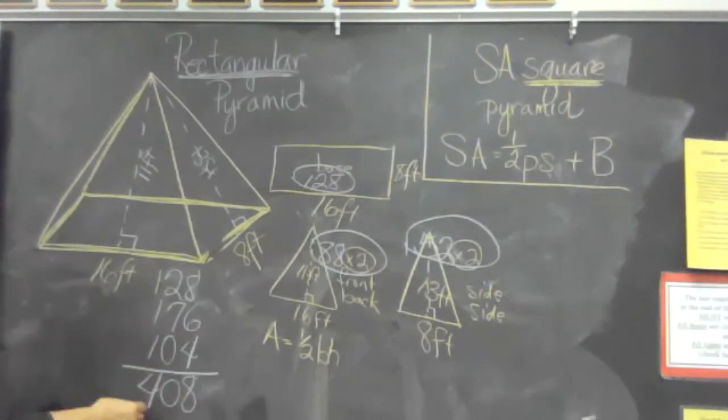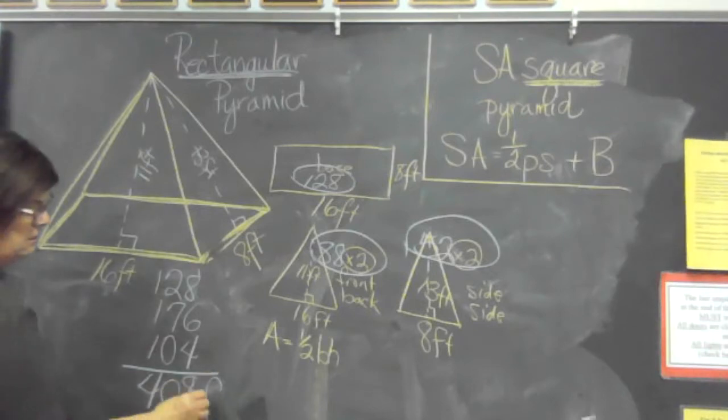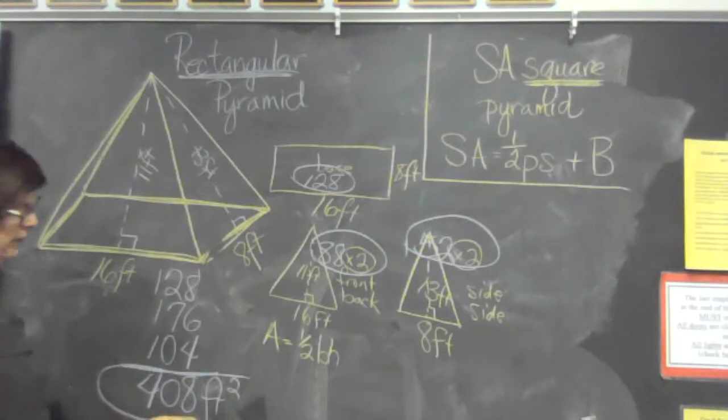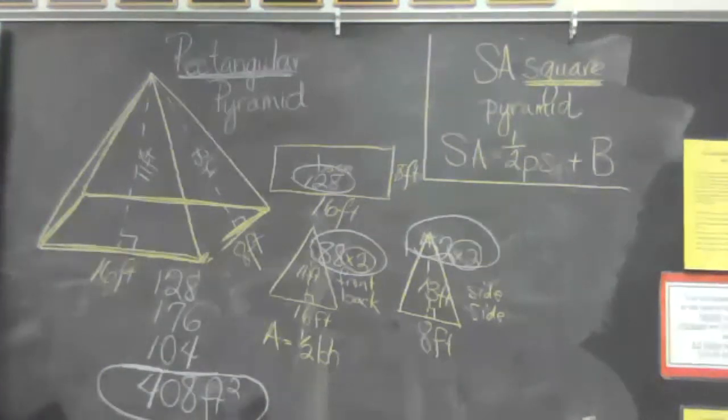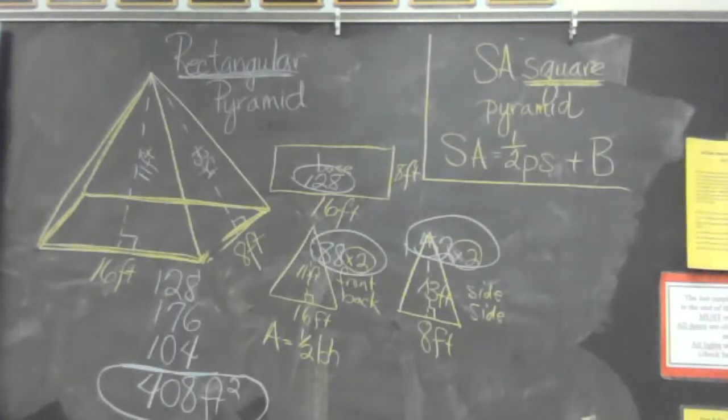So 408 feet squared, correct answer for this problem. Right. This is off the other one that I gave you already, the one I gave you yesterday.